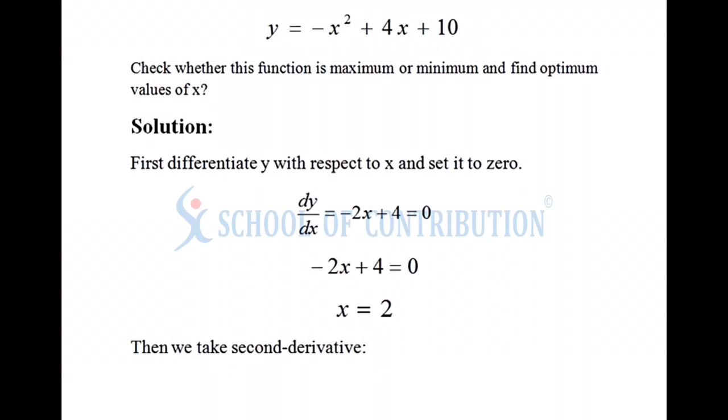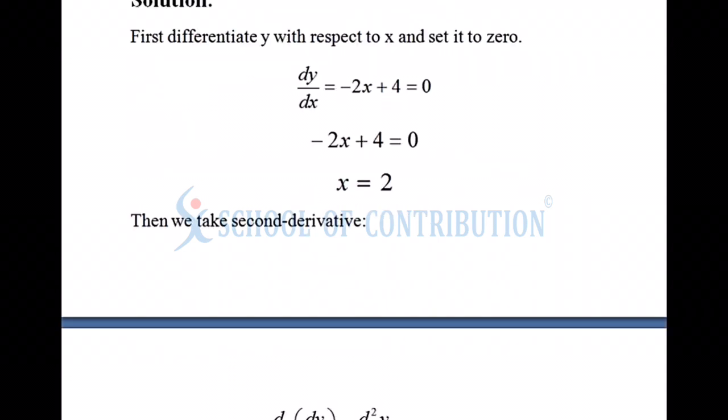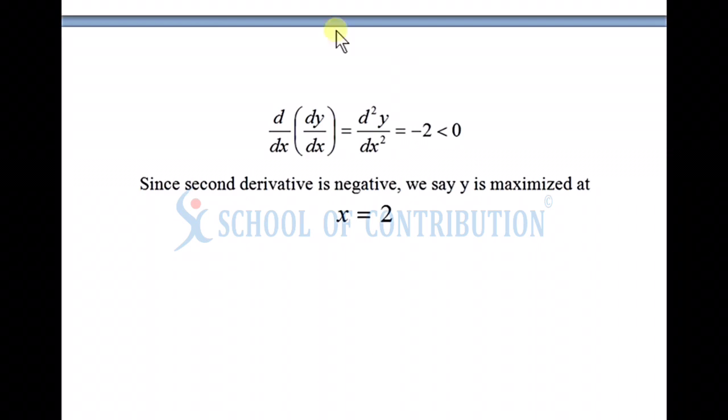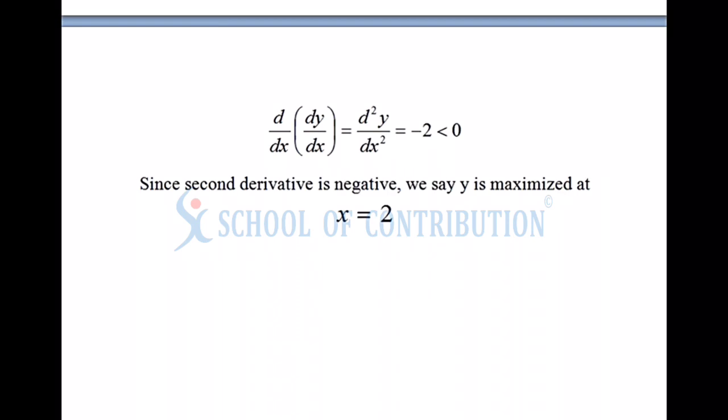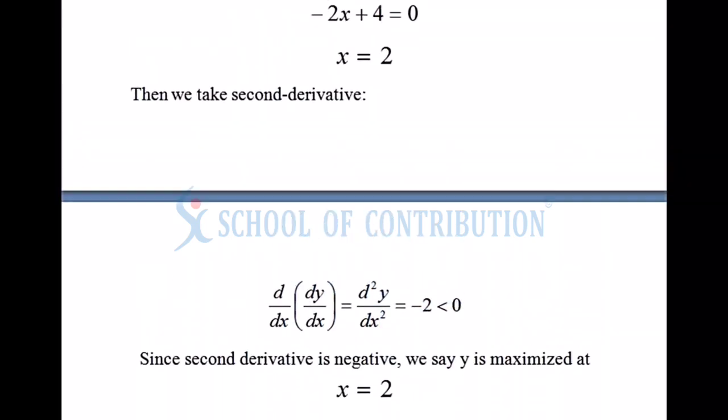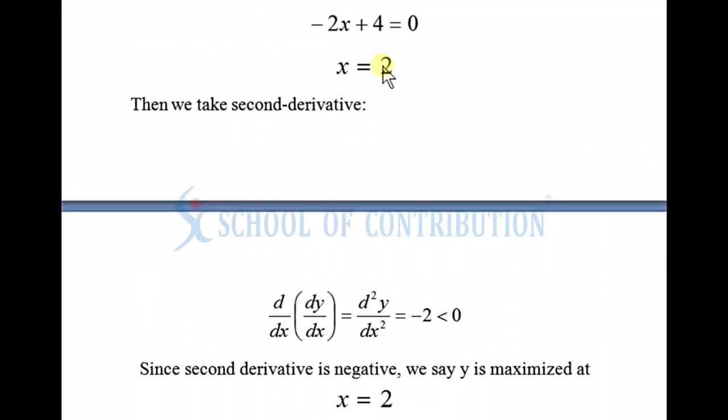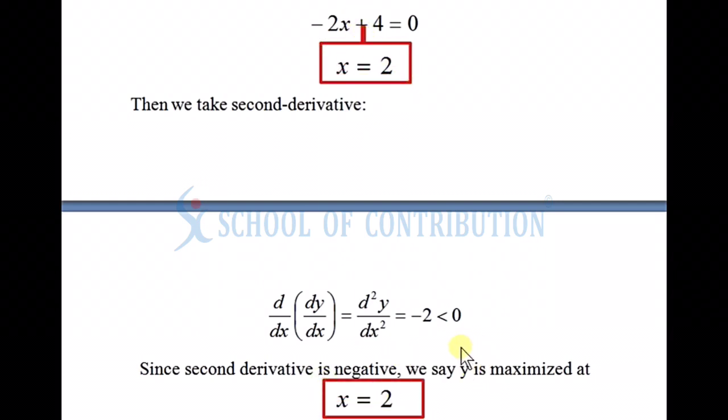Okay, so as we go on, we see that since our second derivative is negative, we can say y is maximized at x equal to 2. আমরা বলতে পারি যেহেতু সেকেন্ড ডেরিভেটিভ ভ্যালু নেগেটিভ, সো আমাদের x এর ভ্যালু ফার্স্ট অর্ডার কন্ডিশন থেকে আমরা পাই 2. When the value of x equals 2, the value of y is maximized because the second derivative is negative.